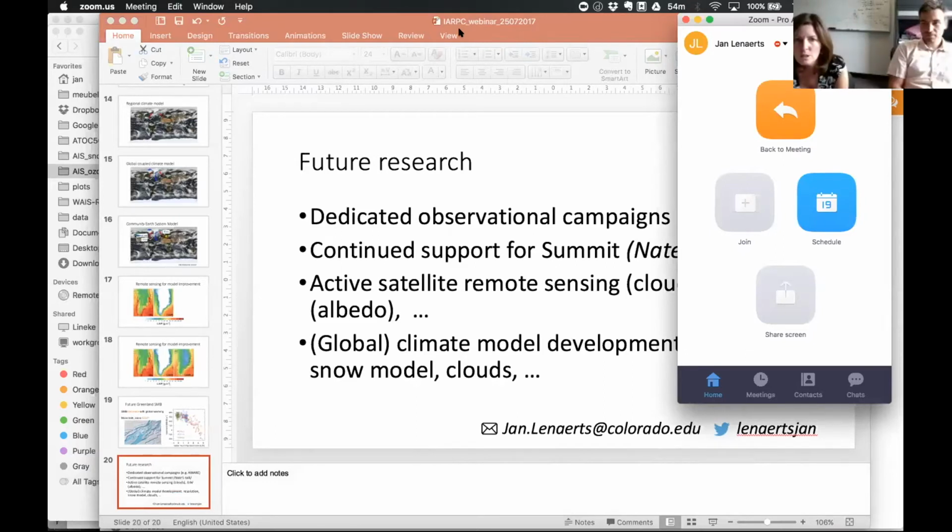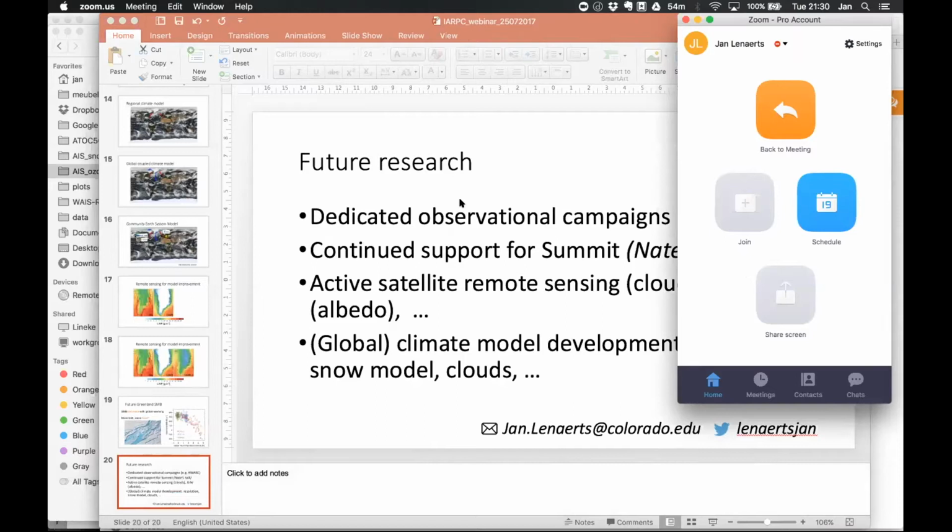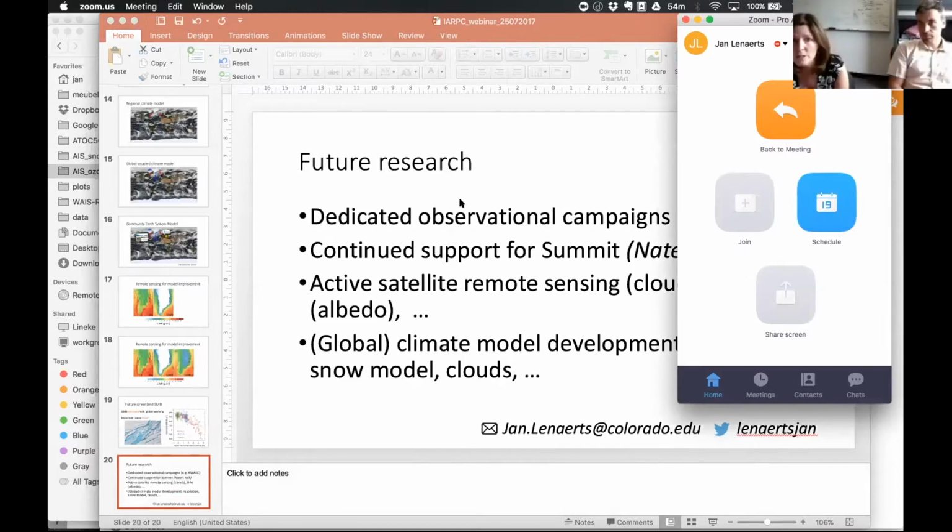So it seems like there's a bit of discrepancy in the observations we have, especially of clouds over the ice sheet. And here on your last slide, you point out some future activities. What do you see as really critical to evaluating these remote sensing products that we have and these reanalyses that give us the spatial distribution?